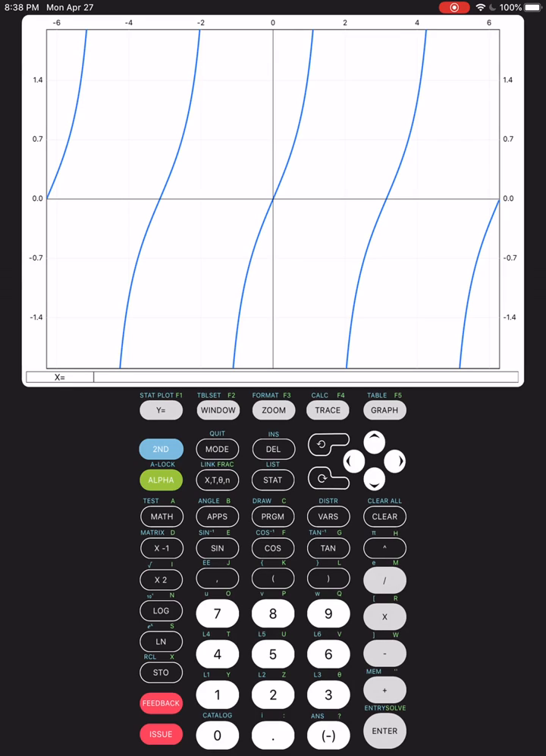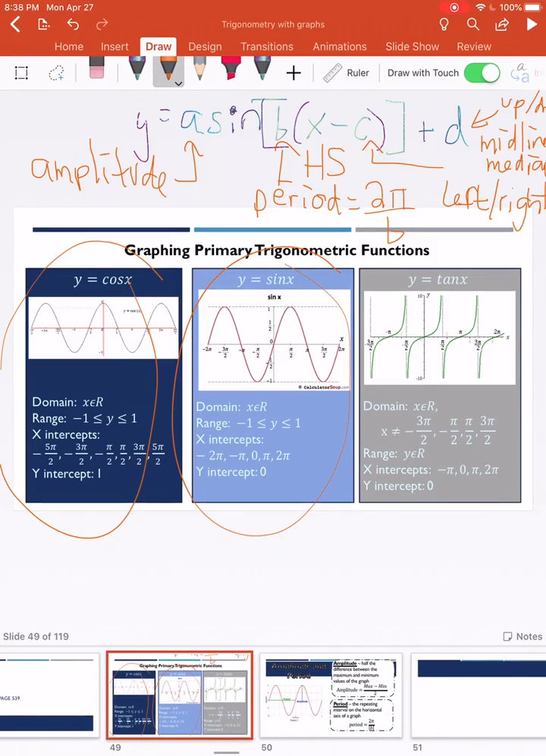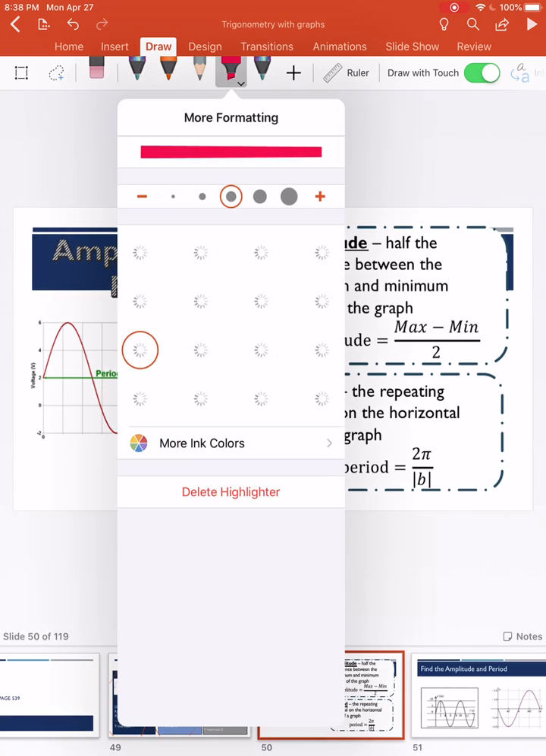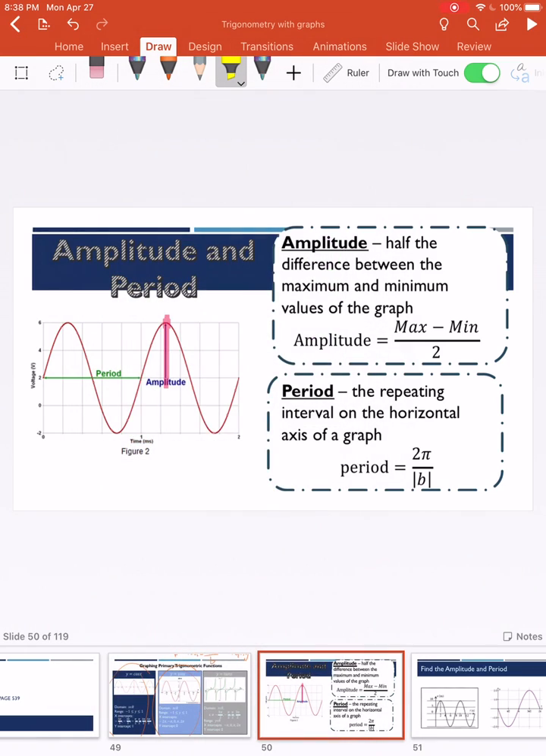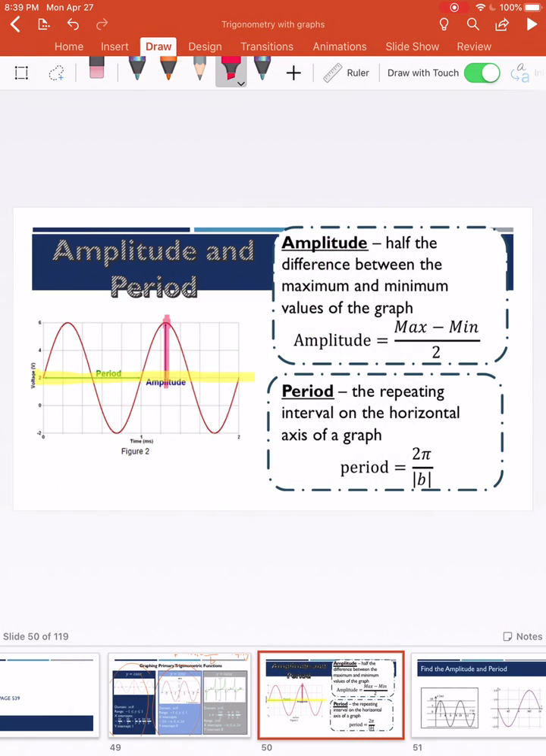Okay, so let's go back to our PowerPoint here and talk about some of these new words. Okay, so amplitude, I'm going to draw on my picture here. Amplitude is a distance, so it's always going to be a positive number. If you were to take your graph and draw a line on the midline, which is the middle, hence why it's called the midline, your amplitude would be the distance from that midline to the maximum point, okay, which should be the same distance from the midline to the minimum point.